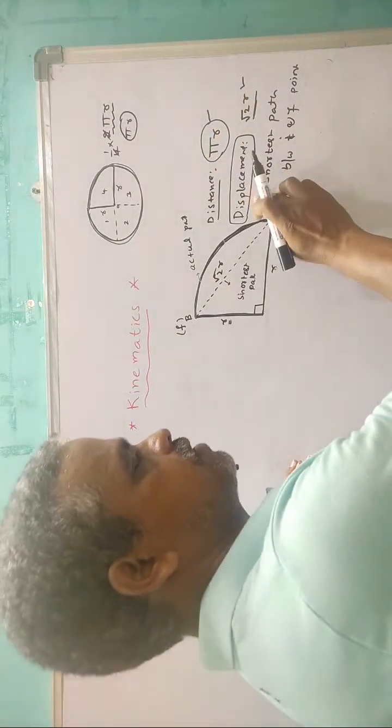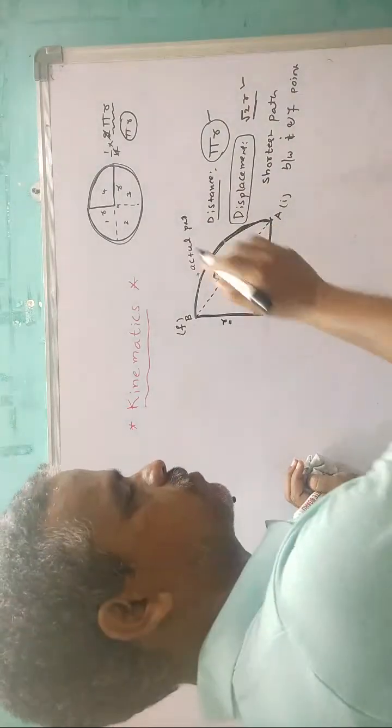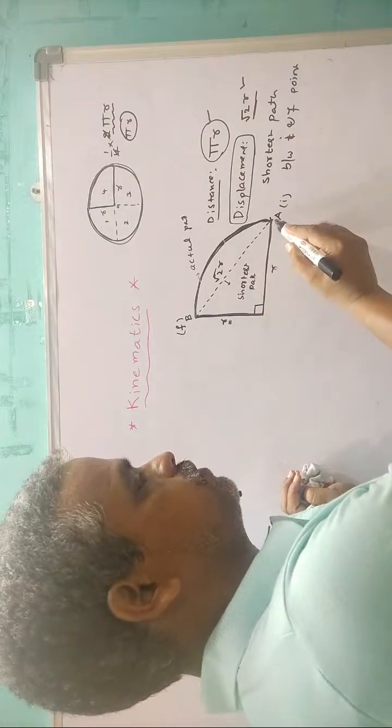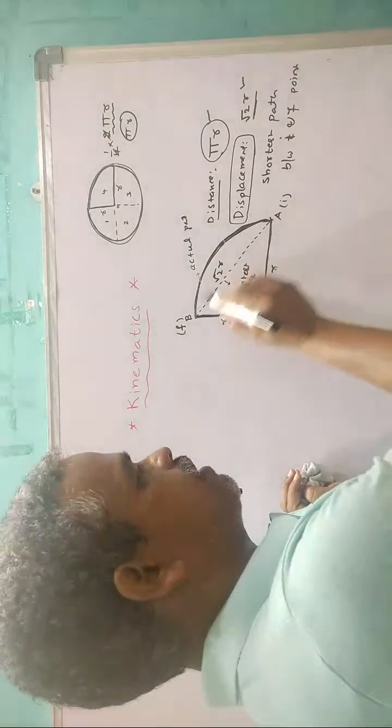So I want to calculate displacement. Displacement is not the actual path. This is the shortest path, the shortest path between A and B.